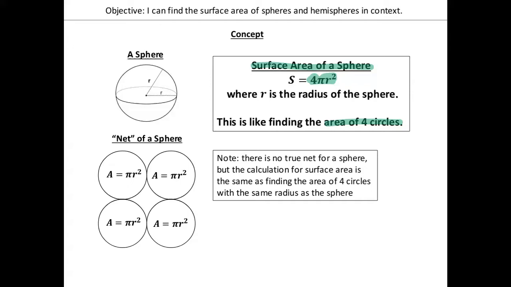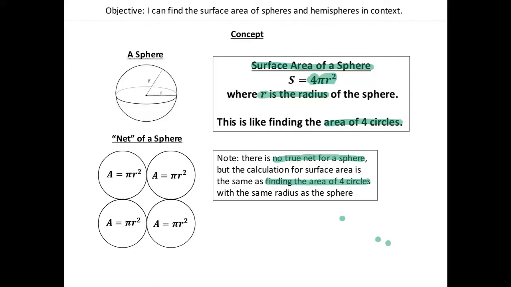So all we really need for the surface area of a sphere is the radius. R is the radius of the sphere. And notice on the formula sheet that I gave you guys, you don't have a surface area of the sphere, but you have the surface area of a circle. So just remember it's 4 circles. So you would do 4 times pi r squared. Okay. And again, note there's no true net for a sphere, but the calculation for surface area is the same as finding the area of 4 circles with the same radius as the sphere.